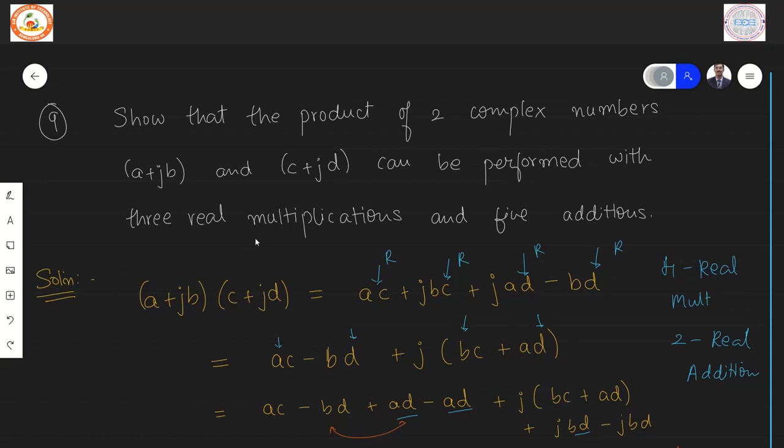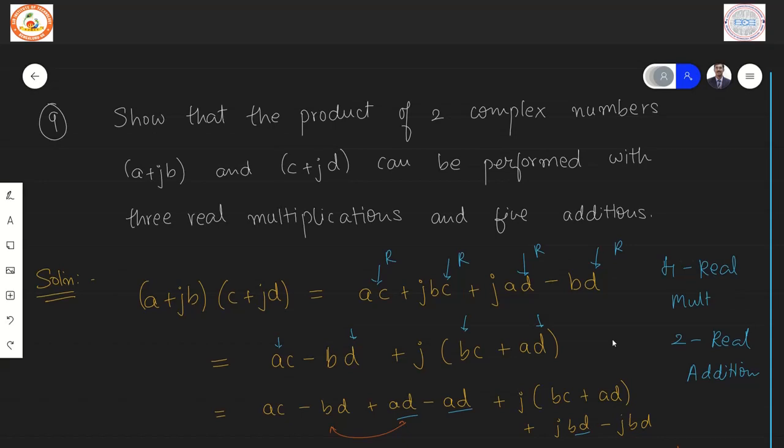But the problem says you have to perform the same using 3 real multiplications and 5 additions. So we are willing to reduce the number of multiplications at the cost of increasing additions. Multiplication is more complex, so I think it's a good option.